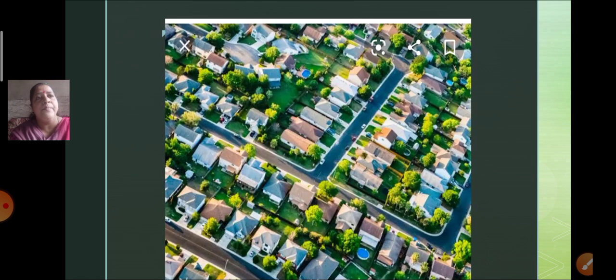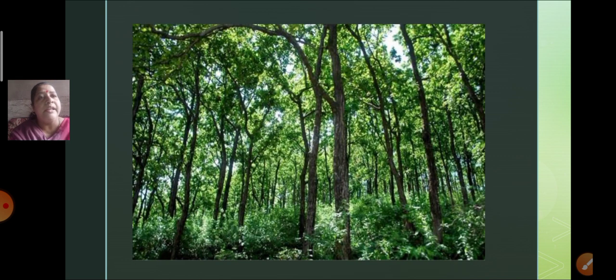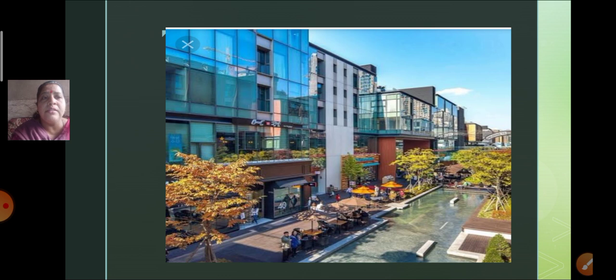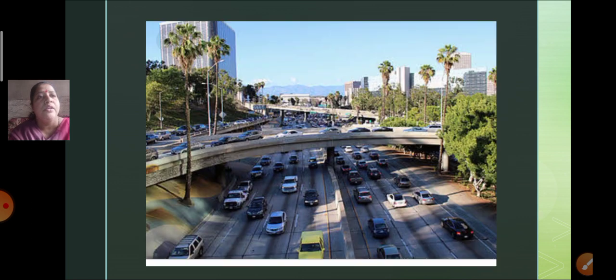For example, over here, land can be used as a residential area where many people stay. You can see the houses over here. Then land can be used as forest area. The land which is covered by the forest is called forest land. Then land can be used on a commercial basis, where you can find shopping malls, hotels and all. Then land can be used for transportation. You can see the overbridge and the roads over here. This shows that transportation also needs land.